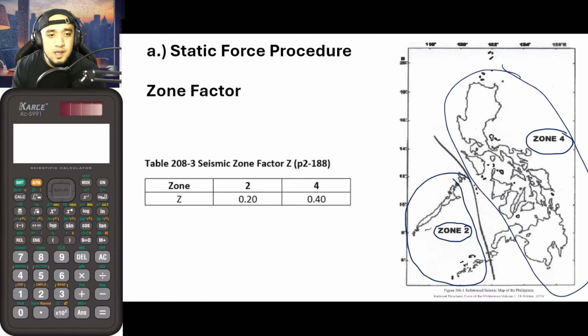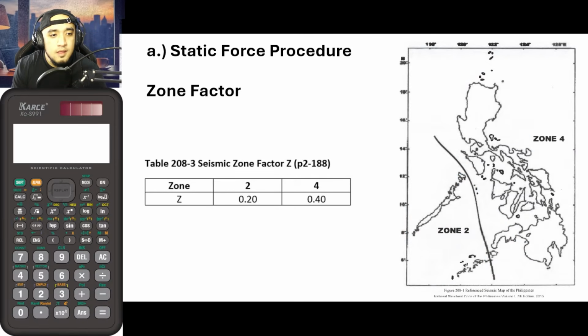These zones here are the peak ground accelerations. So meaning that for buildings in zone 4, it is actually expected that the peak ground acceleration is near 0.4 gravity. So if you would be multiplying that, it is 0.4 times 9.81. So the maximum ground acceleration is around that value. But for Palawan, Sulu, Tawi-Tawi, that is 0.2 G.